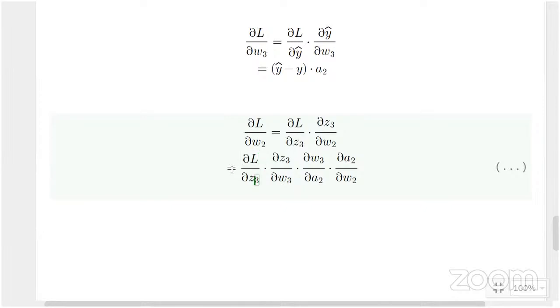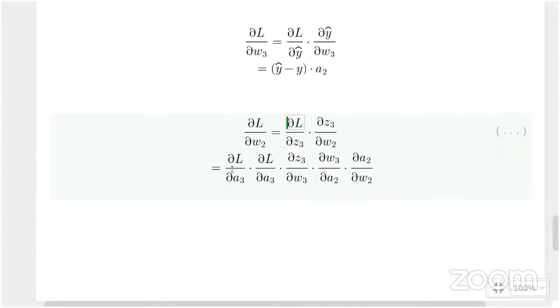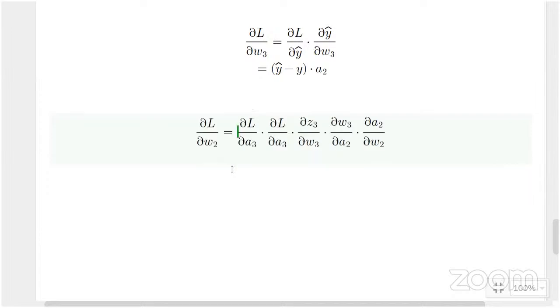So ∂L by ∂W, okay, let's write it this way. Just that A3 and Z3 are the same in this case, right? But we can still write it, I guess. It's going to give you one only. Okay, let's in fact remove this part. It's just one big chain.